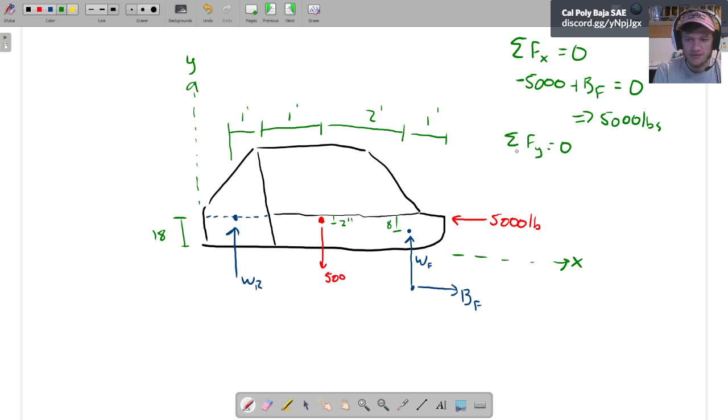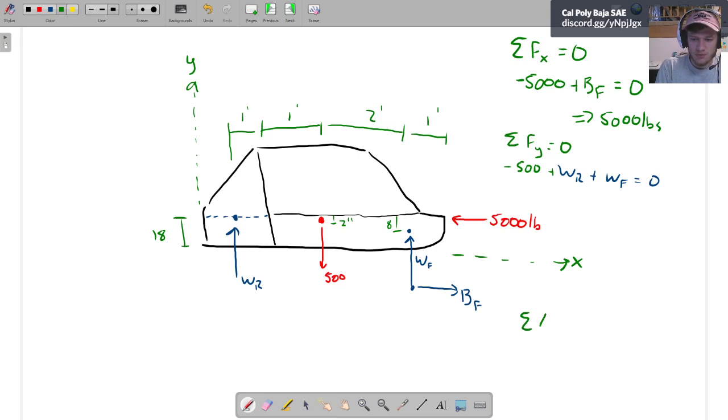Now we can do the sum of the forces in the y direction. So I have a 500 pound weight force, so 500 pounds going down, plus the force from the rear wheel, so wheel rear plus wheel front equals 0. So there's another one.